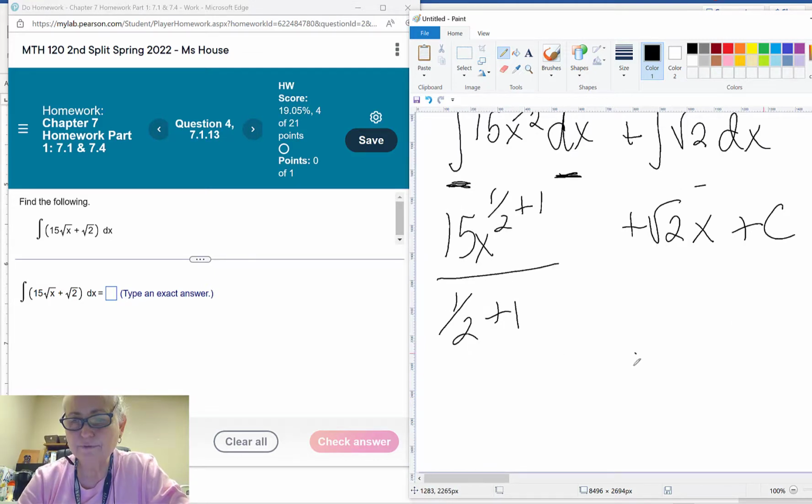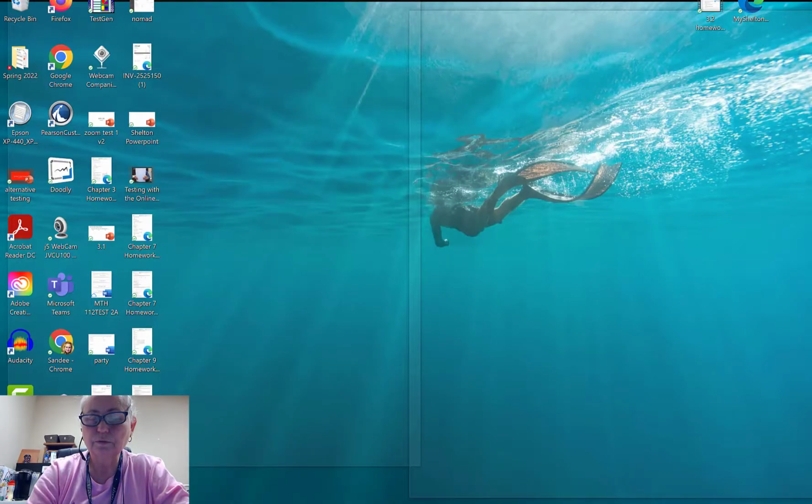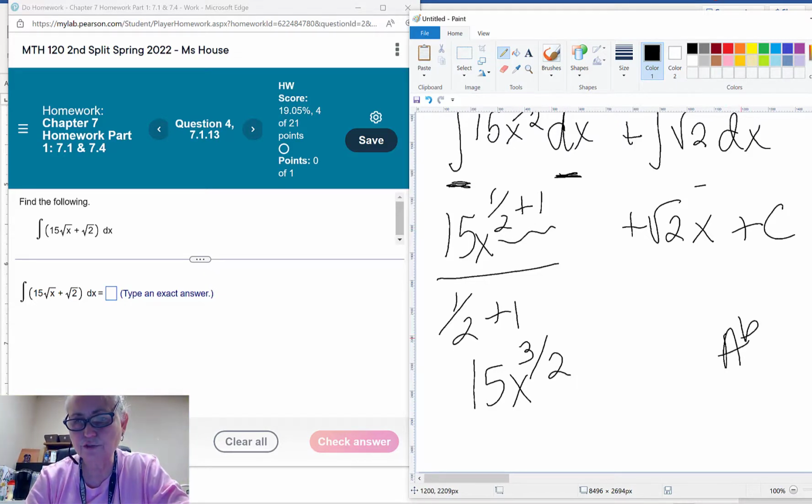So what's a half plus 1? Okay. Well, that's 1 1/2, right? Which would be 3 over 2. So we're not going to divide by 3 over 2. We're going to multiply by 2/3. So I'm going to have 15 x to the 3/2. If you've got that TI, you can use that ABC key to add your fractions.